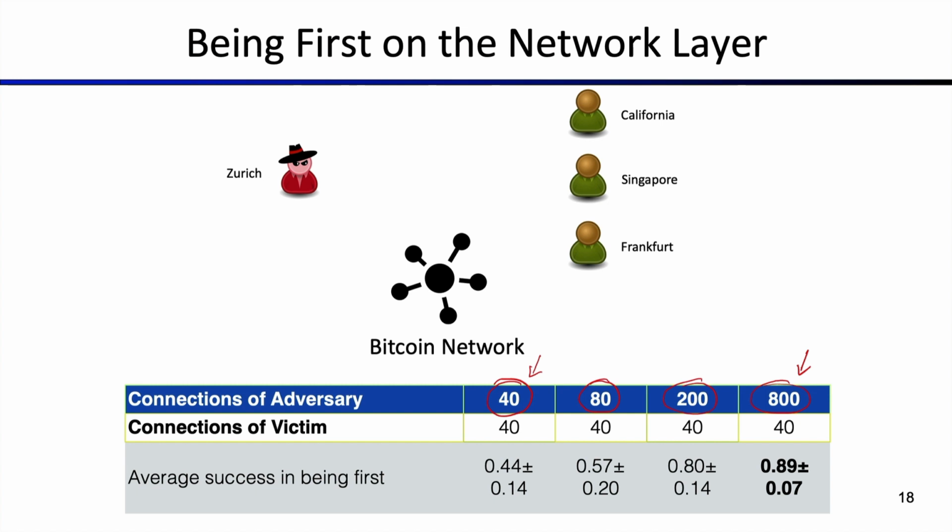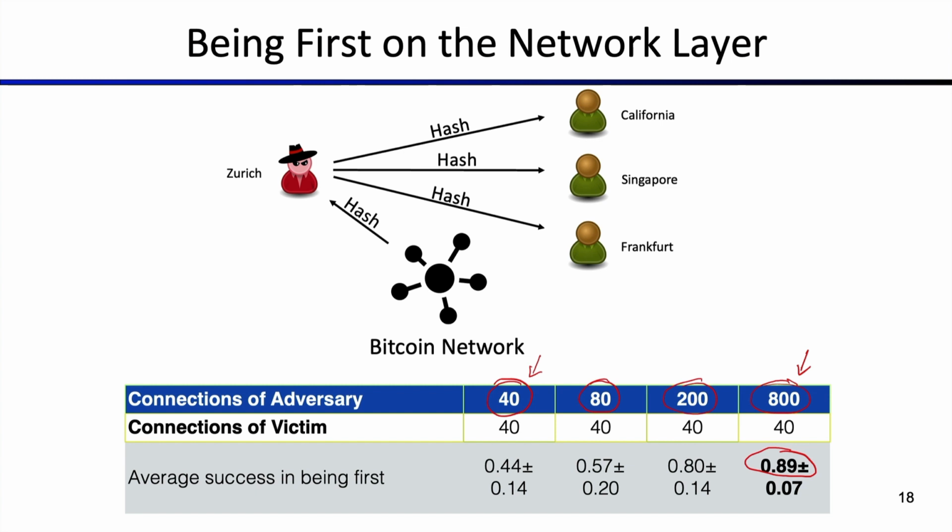And so we've also seen that if you're operating that many connections at the time, you had a nearly 90% chance of being the first node in being able to advertise a hash, right? So here the Bitcoin network basically advertises an object to our Zurich node, and then we would advertise this object to our victim nodes, which have all 40 connections in this example. And if the adversary had 800 connections in the network, then we had a roughly 90% chance of being the first to advertise the transaction or the block.